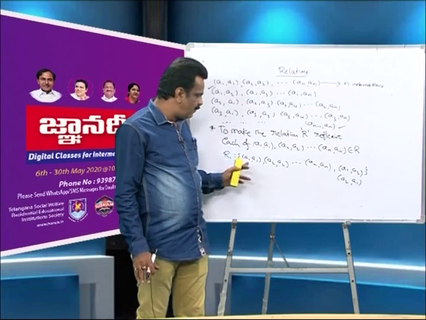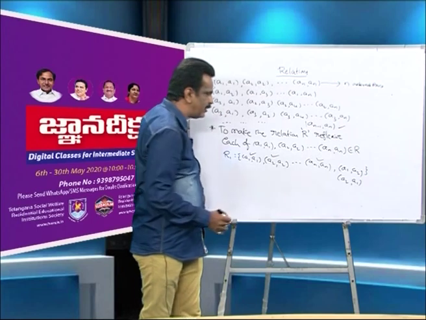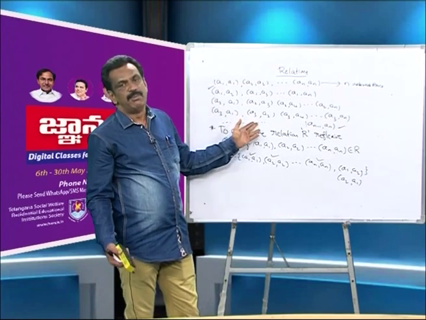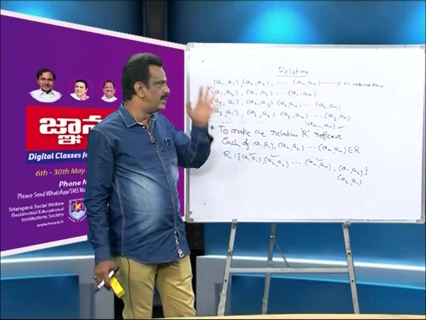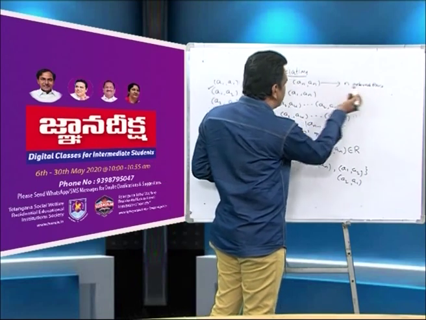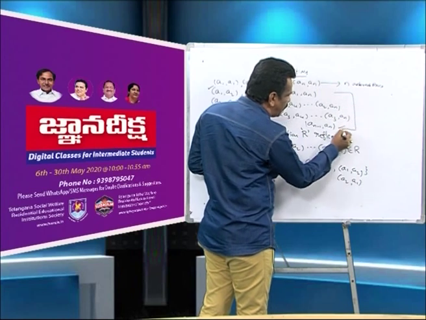Like that, once you include A1 A1, A2 A2, and so on up to AN AN, the remaining elements may be present in the relation, or may not be present in the relation. Definitely the relation becomes a reflexive relation, and hence we must identify that among these n ordered pairs, each must be there in the relation. And what about the remaining ordered pairs?